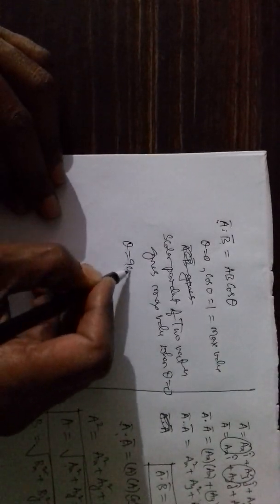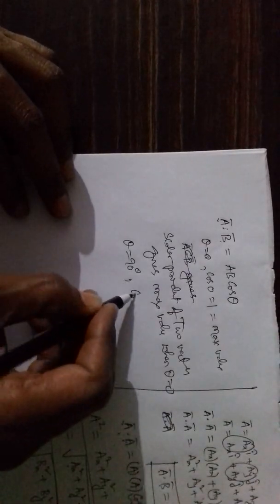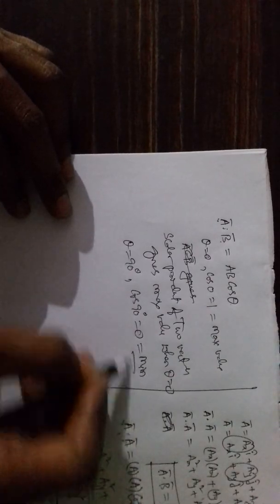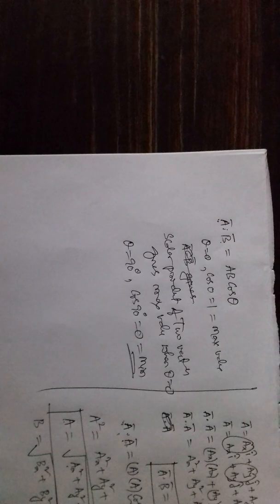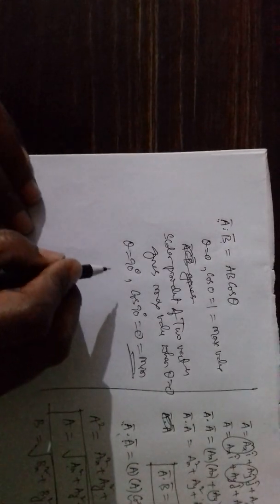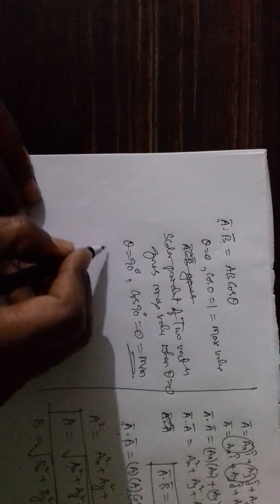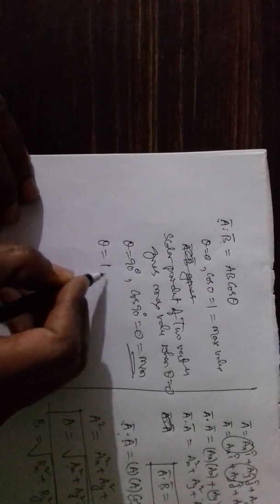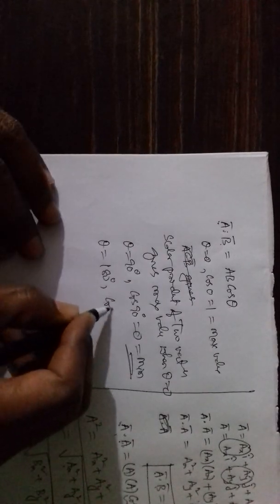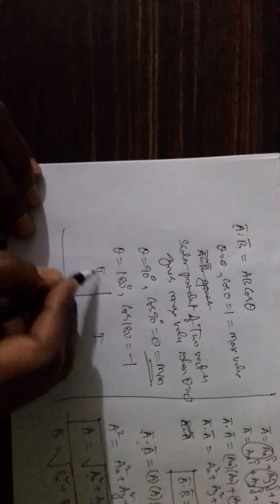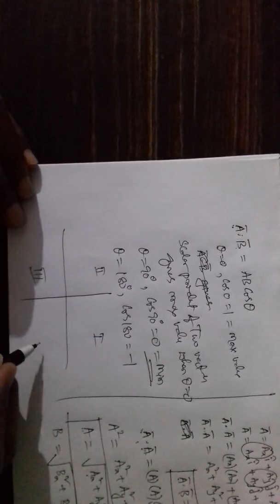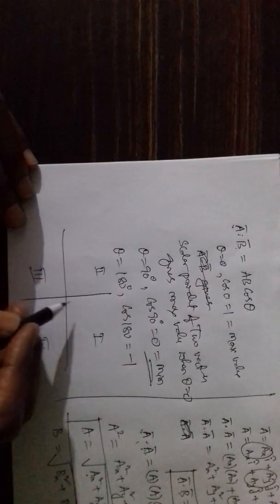What if theta is equal to 90 degrees? Cos 90 is 0, minimum. What if theta is equal to 180 degrees? Cos 180 is equal to minus 1. So this is the first quadrant, second quadrant, third quadrant, fourth quadrant. But we will be considering only these two.